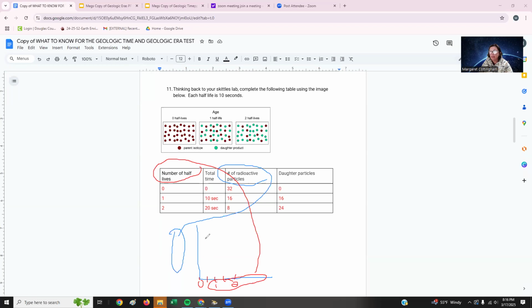Sorry, my cat. And then you would put your radioactive particles, so it'd go from 0 up to 32. Got your spaces, 32. And then you'll be drawing your line.